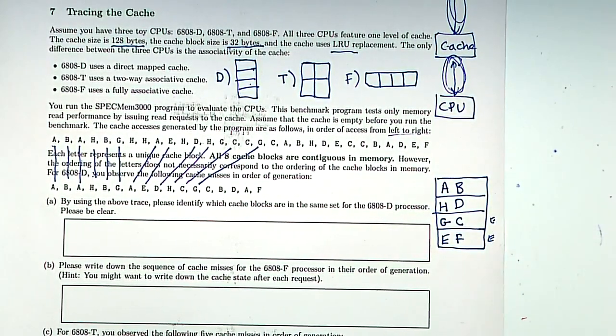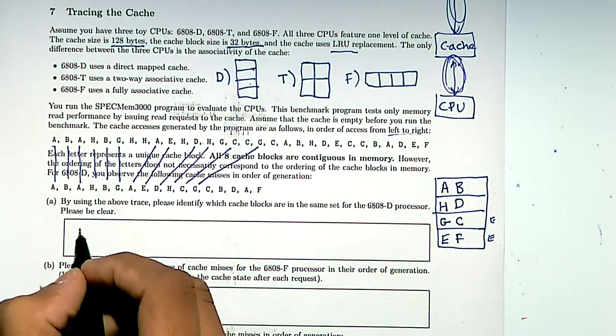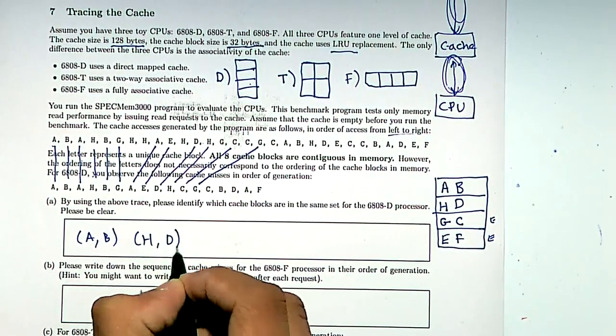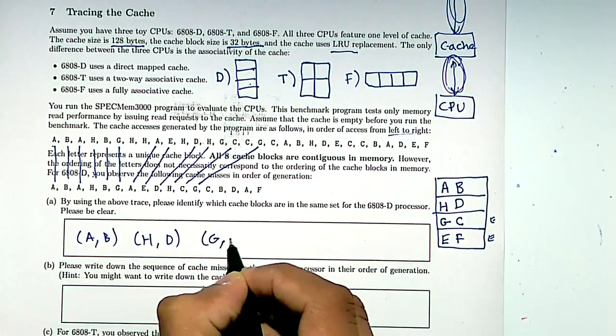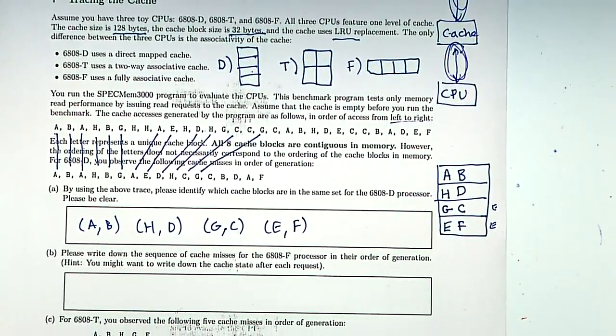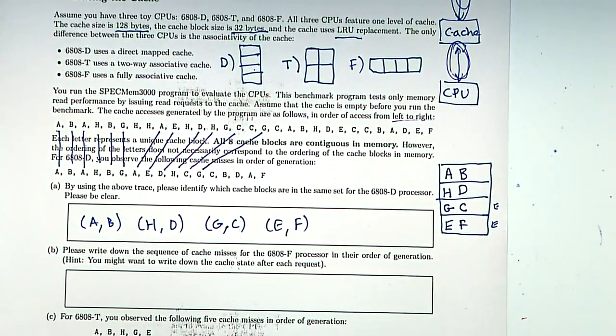cache blocks belong to the same set, right? And so this is our solution. So we can say A and B belong together, H and D belong together, G and C, and then E and F. Right? So we've solved part A at this point. Are there questions about this part before we move on to the next one?